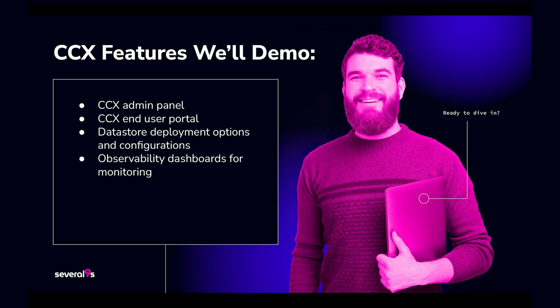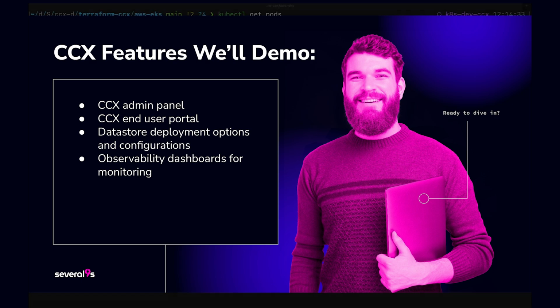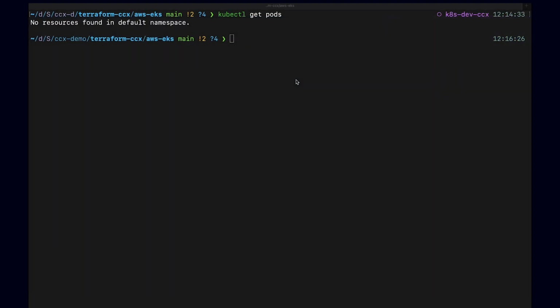Now let's go ahead and cover these features: the admin panel, the end user portal, data store deployment options and configurations, and the observability dashboard for monitoring. Note that future demo videos will go into backups, failover, and more features of CCX. Now let's deploy CCX together.